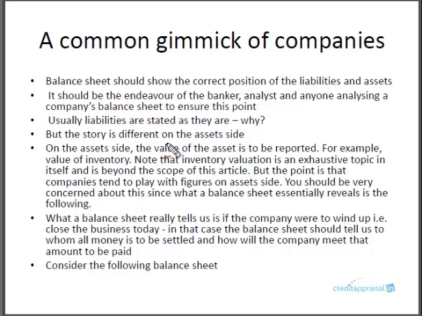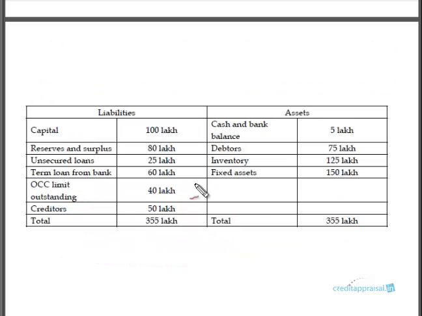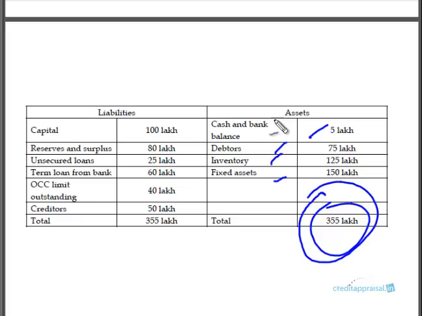So we also discussed what are the common gimmicks that companies usually play. Liability side items are usually stated as they are because the stakeholders will be questioning them. But on the asset side, usually the inventory and the fixed assets the company will be trying to fudge around. So here in this example, the assets are 355 lakhs. If the company sells these assets, sells the inventory, it will raise 125 lakhs. Fixed assets 150. Debtors, dues from the customers, is 75 lakhs. It has already got a cash of 5 lakhs in the bank. So altogether 355 is going to be realized.